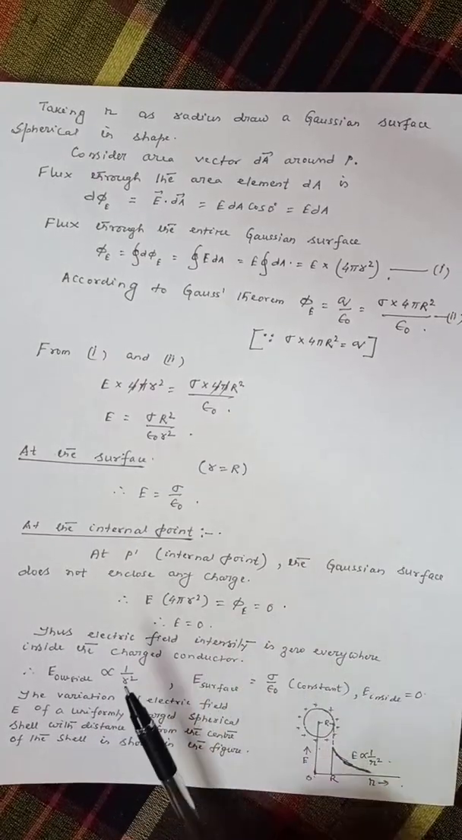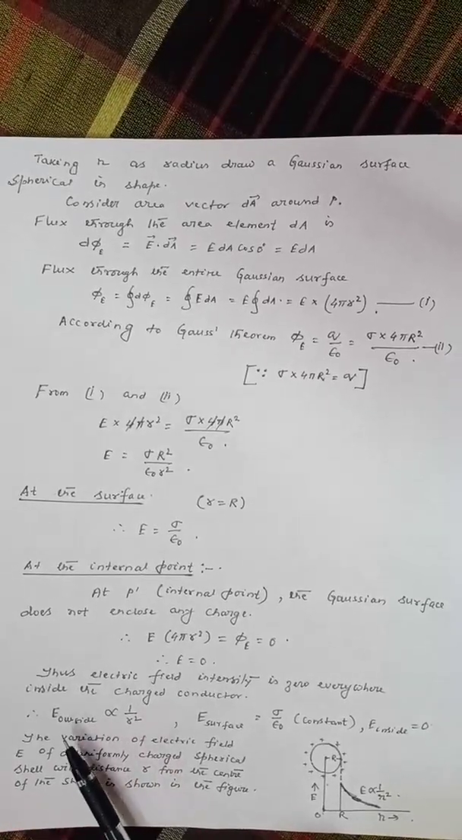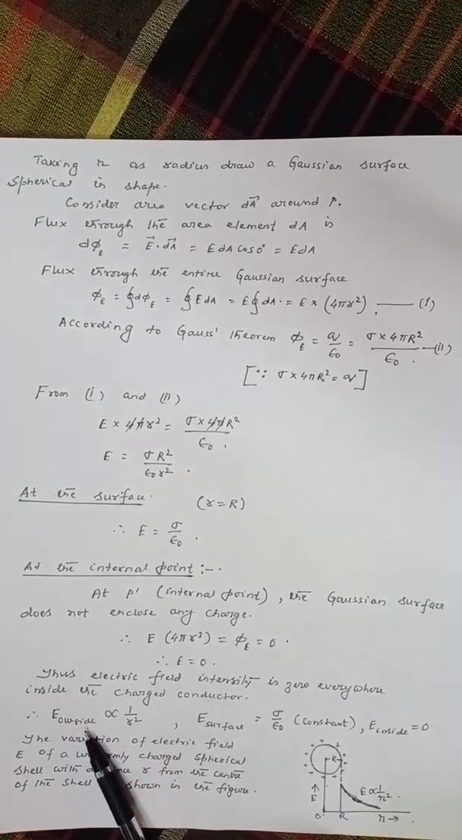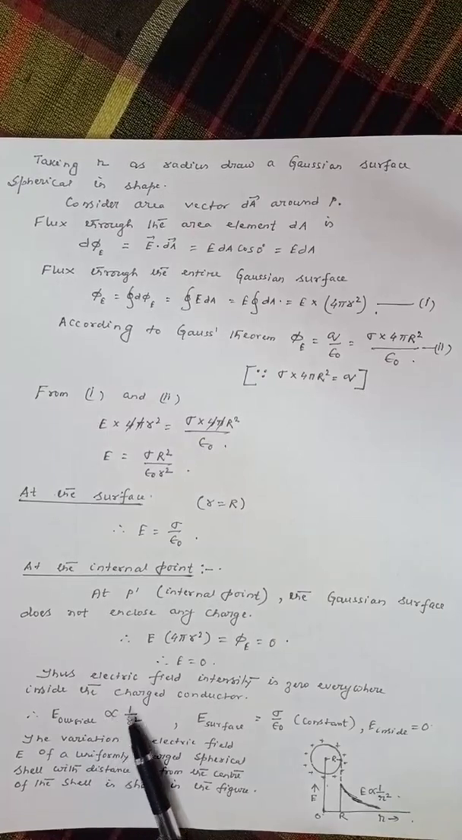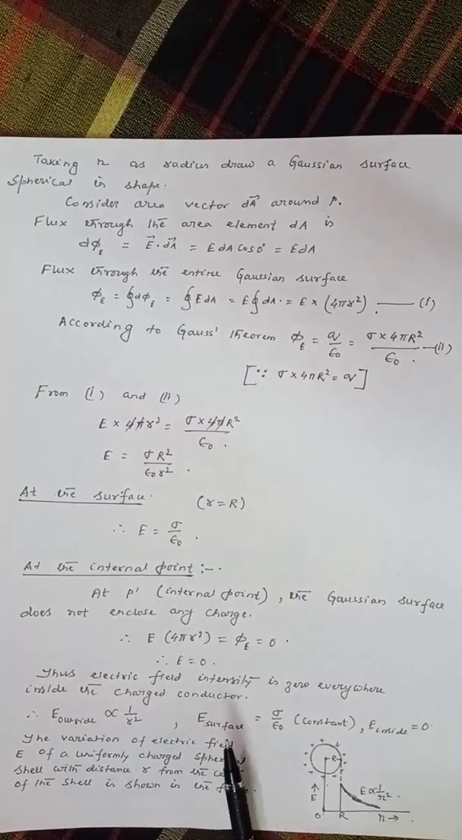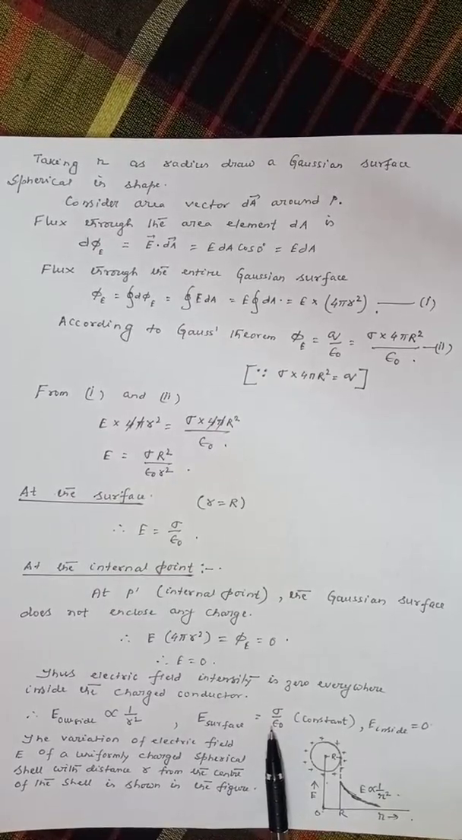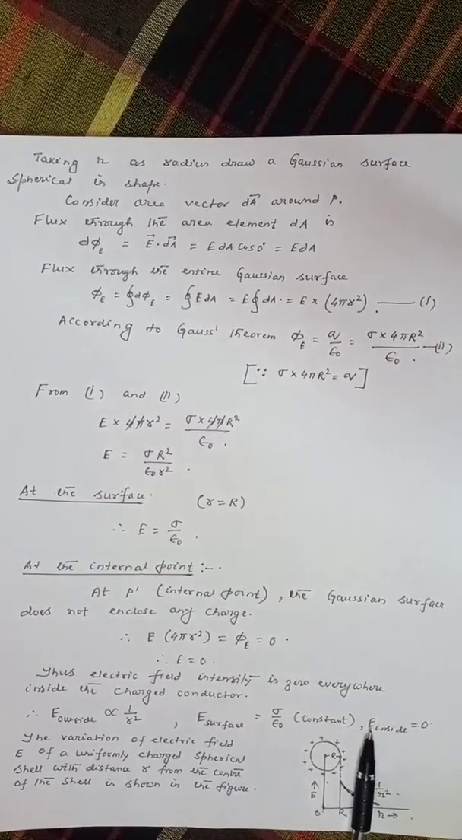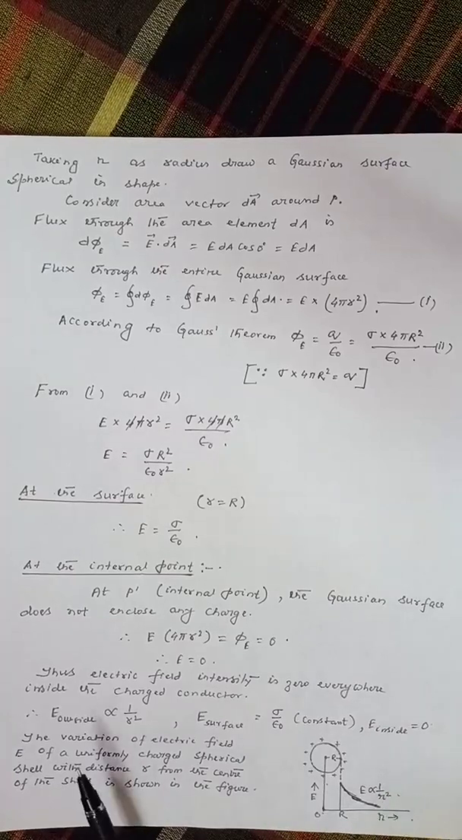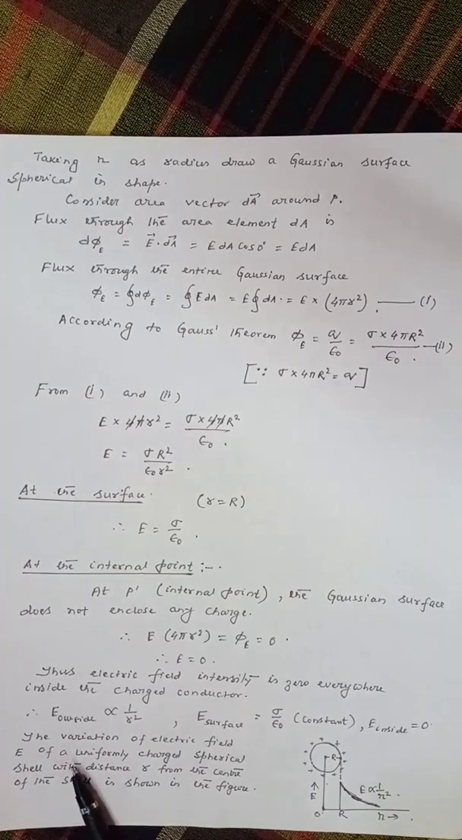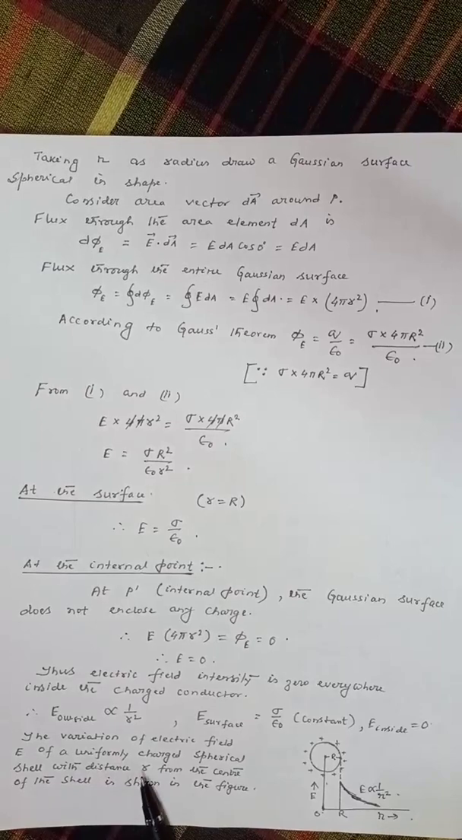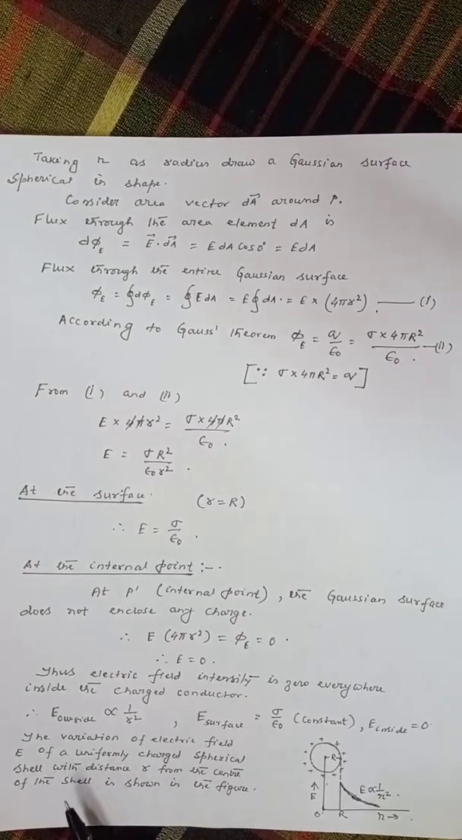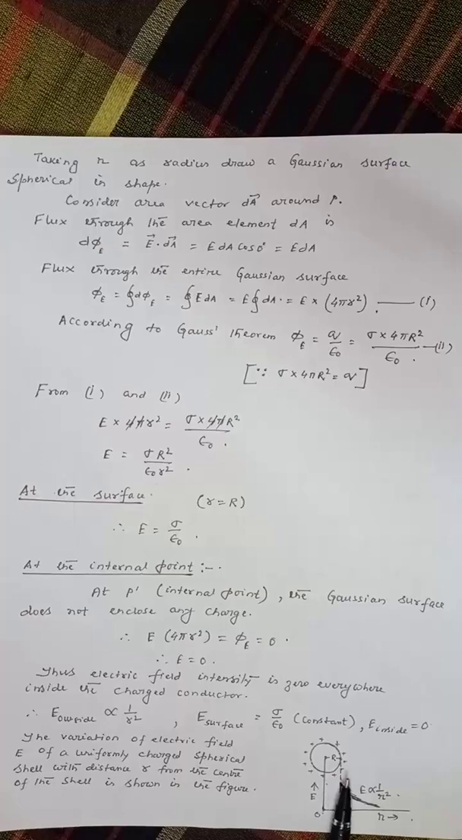Now on the basis of the above three equations, we can say the electric field outside the spherical shell is inversely proportional to r square. Electric field on the surface is sigma by epsilon naught, and electric field inside the shell is 0. The variation of electric field capital E of a uniformly charged spherical shell with distance small r from the center of the shell is shown in the figure.